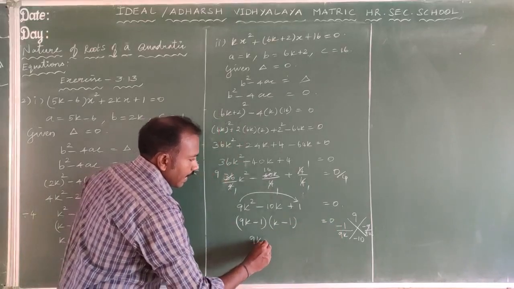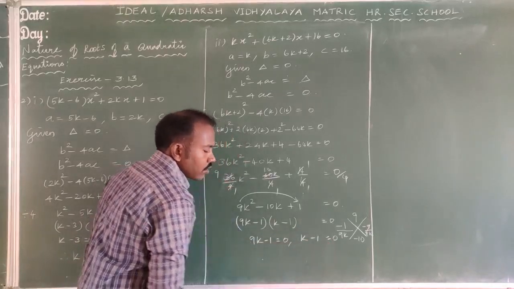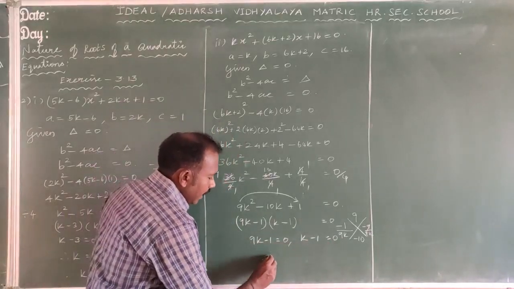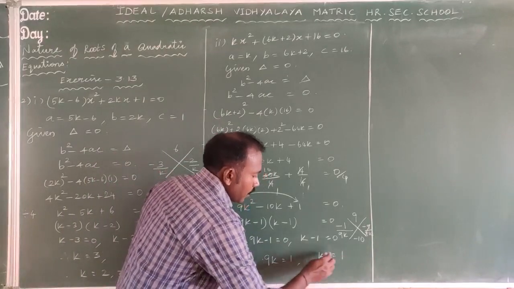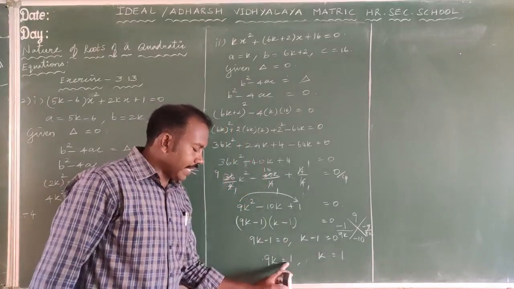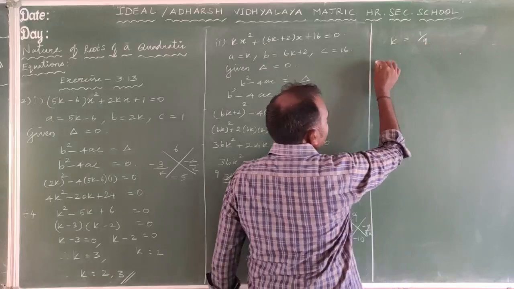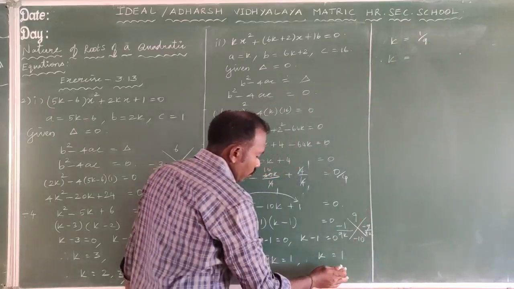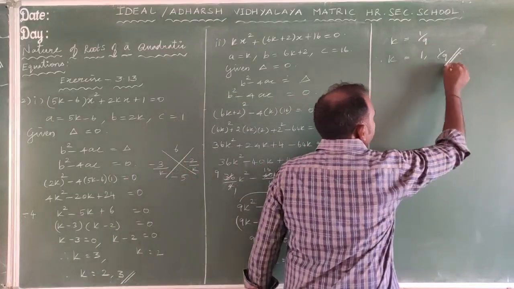Here 9k minus 1 is equal to 0 and k minus 1 is equal to 0. Then 9k is equal to plus 1, because minus 1 goes to the right hand side as plus 1. Then 9k is equal to 1. Therefore k is equal to 1 by 9. Therefore k is equal to 1 comma 1 by 9.